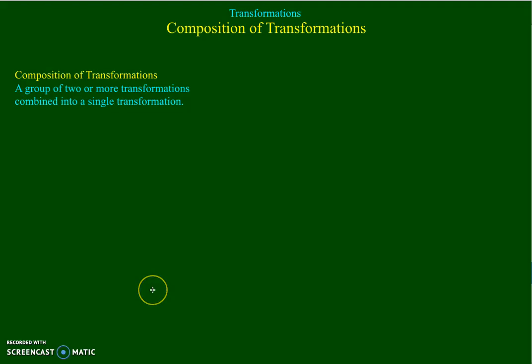This is part 2 of the series Transformations, and in the last part we looked at translations, and we're going to start this part out with the idea of composition of transformations. A composition is nothing more than a group of two or more transformations combined to form one single transformation.